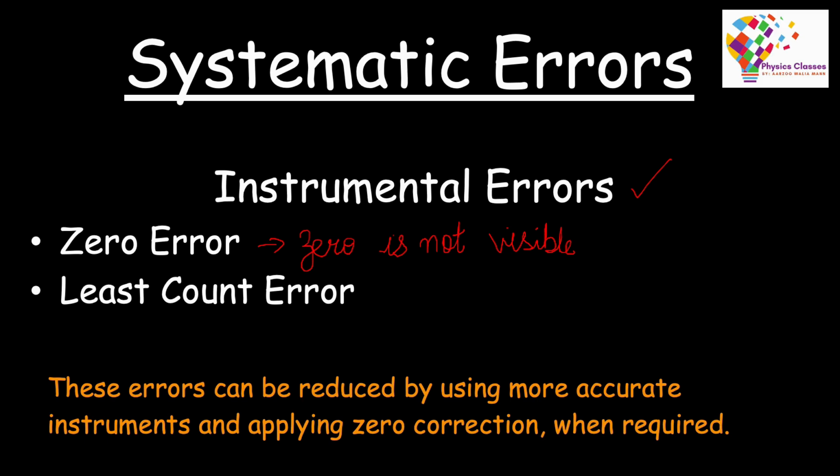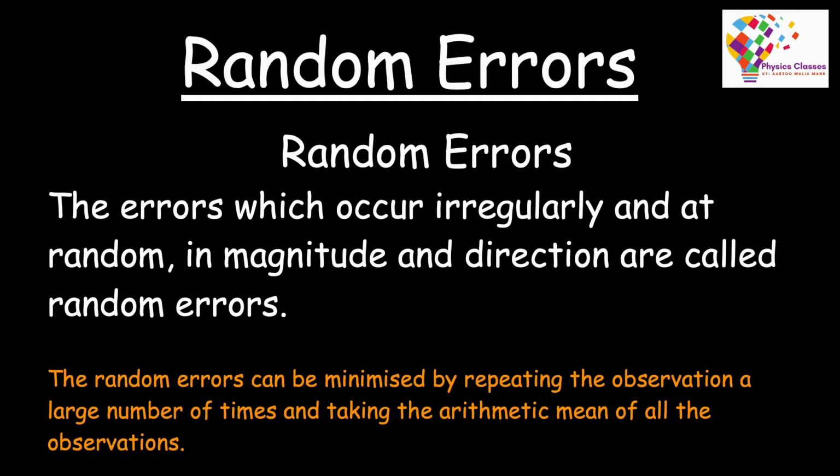Now further, we move on to random errors. These errors occur irregularly and at random. You cannot anticipate these errors beforehand, and that's why they are called random errors. They can be due to voltage fluctuation, temperature fluctuation, or pressure fluctuation. The only way to minimize random errors is by repeating the observations a large number of times and simply taking the arithmetic mean of all those observations. This is the only way to reduce random errors.